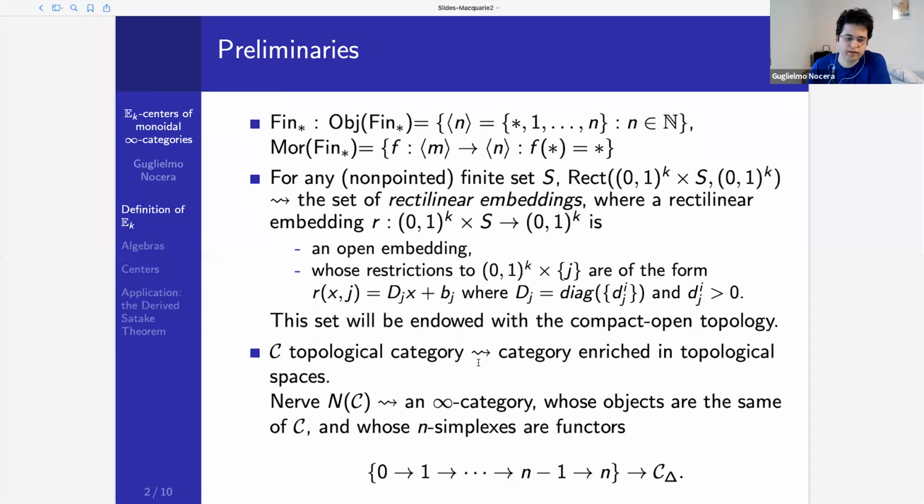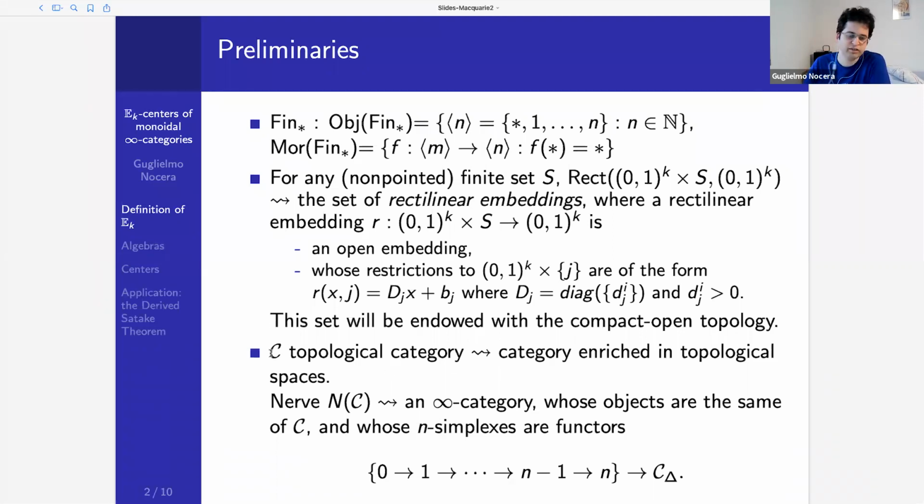Good. And the last remark I want to make is that a topological category for us will be a category enriched in topological spaces. And okay, for those comfortable with the theory of infinity categories, this kind of enriched category has an associated infinity category. And the construction is not very far from what one calls the nerve of an ordinary category. The nerve of an ordinary category is a simplicial set. And this is more or less what we are doing.